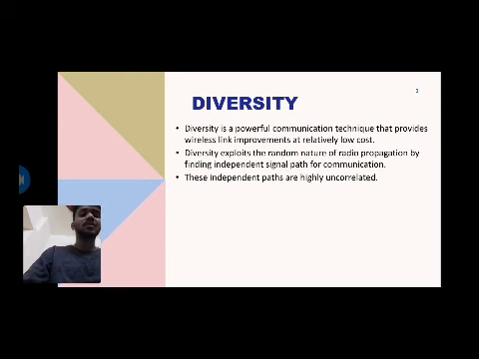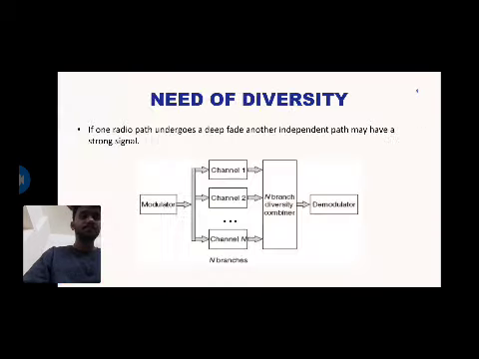Diversity is a powerful communication technique that provides wireless link improvements at relatively low cost. Diversity exploits the random nature of radio propagation by finding independent signal paths for communication. These independent paths are highly uncorrelated. Need of diversity: if one radio path undergoes a deep fade, another independent path may have a strong signal.